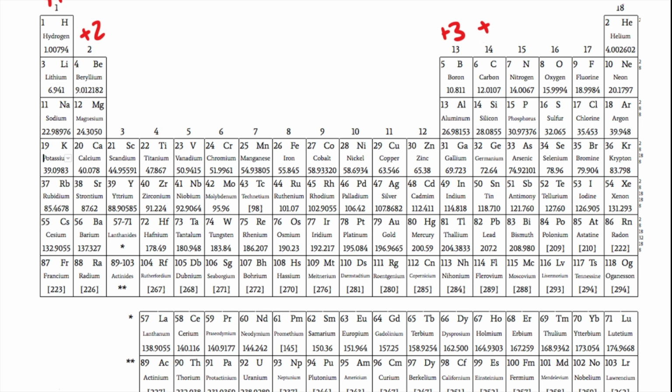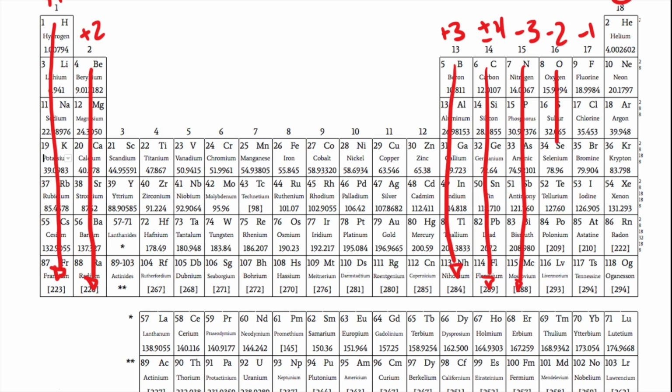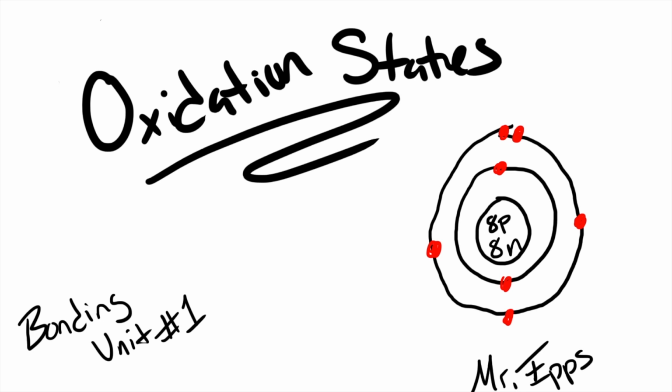Luckily, this trend continues down the periodic table. Each element in a group typically has the same charge. So the charges shown here can be applied to all the elements in that group. I know some of you are wondering, what about the transition metals? Don't worry, we'll talk about them later. Now that we know that oxidation numbers exist and what they are, let's see if we can apply it with some practice.